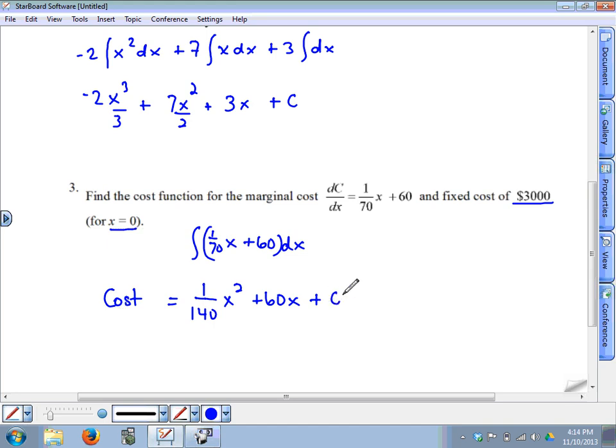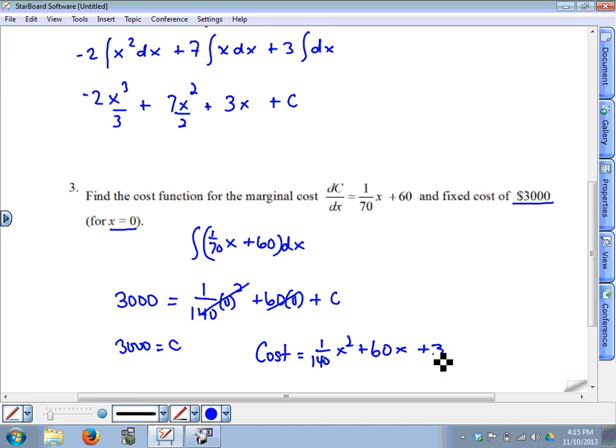It's got a fixed cost of $3,000 when x is 0. So in order to find this constant of integration, we can set the cost to 3,000, and then all the x's can be set equal to 0, and that's going to allow us to solve for c. Now, 60 times 0 is 0, 0 squared times 1 over 140, that's 0. So 3,000 is equal to c. So the particular cost function here is 1 over 140 x squared plus 60x plus 3,000.